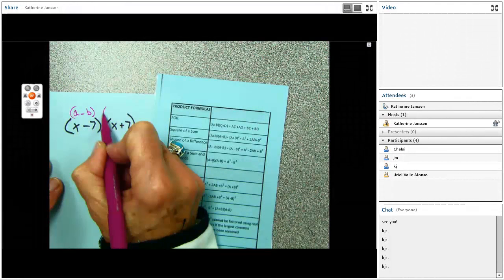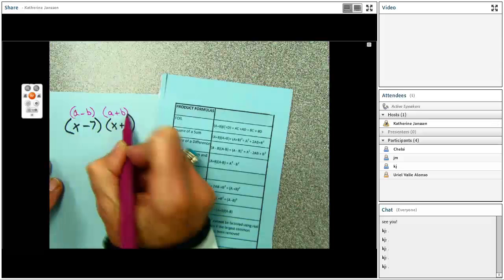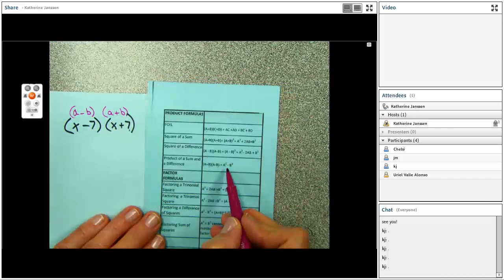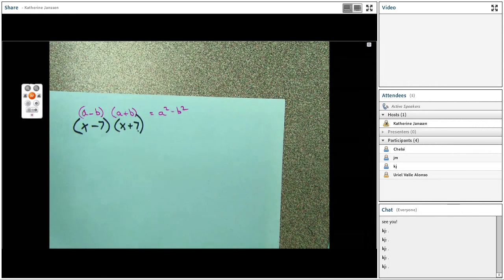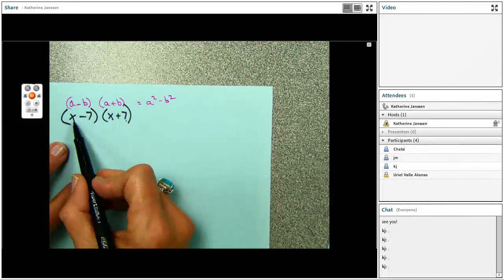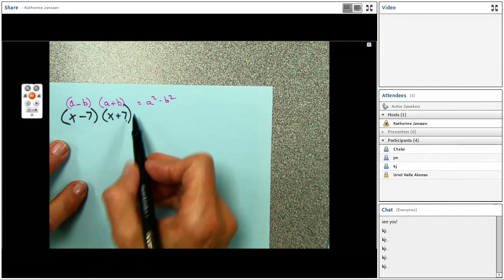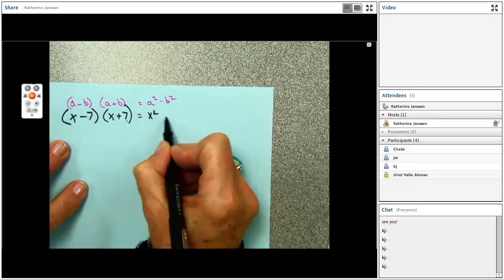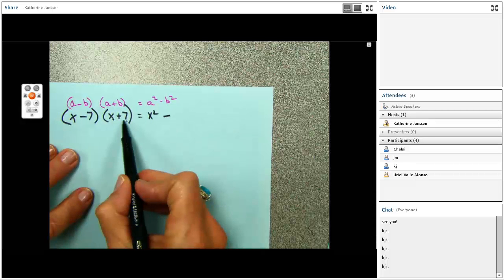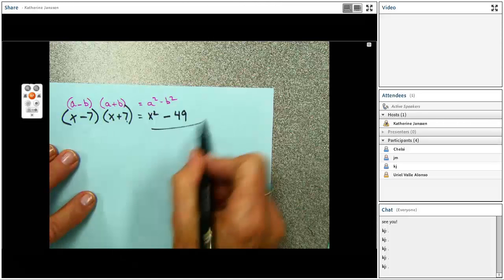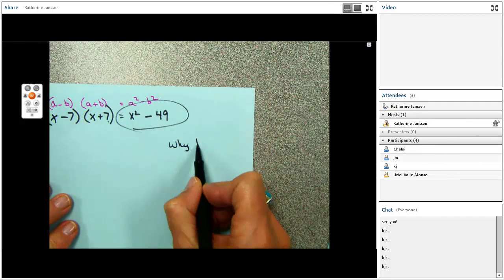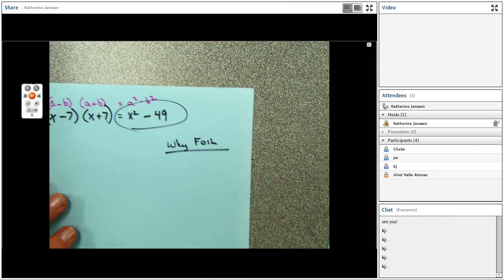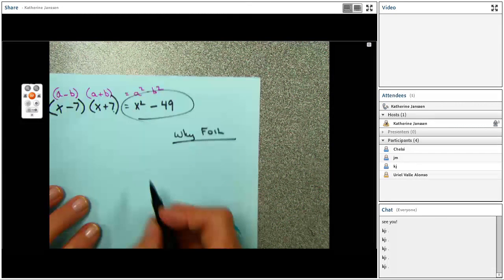So I'm just going to copy my recipe, my form pattern. And my form pattern says the answer is A squared minus B squared. So you can look at this, hopefully. The first term is x. I'm going to square it. Minus. The last term is 7. And I'm going to square it. There's your answer. And again, why does this work? Well, because FOIL works for any binomial times a binomial, so we can check longhand.